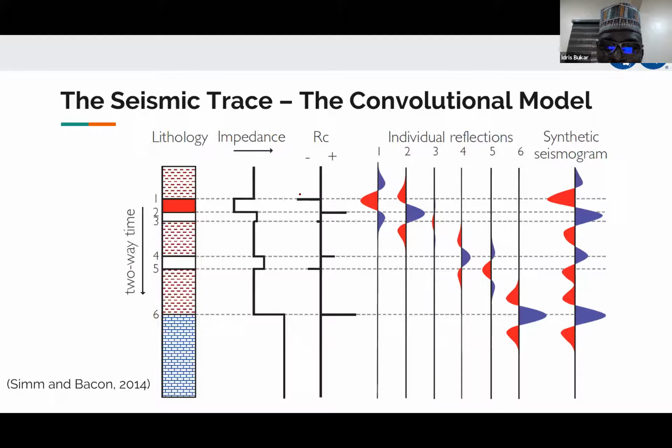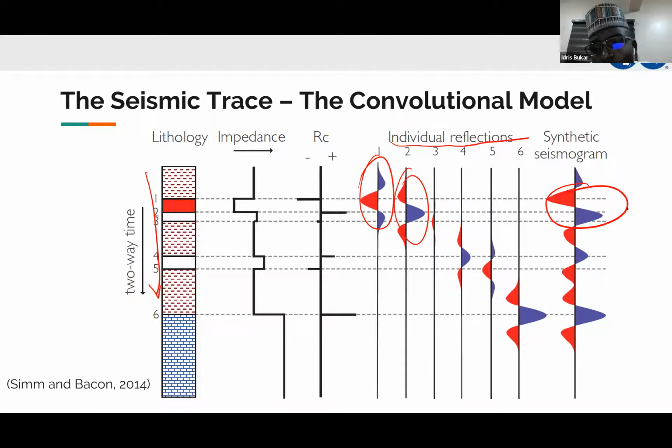But what happens here particularly is you find each one of these numbers here at these individual reflections, 1 to 6, represents the reflections from these layers 1 to 6 here. So this is for the top of the gas sand, this is for the base of the gas sand. And then when you put all of this together, you get something like this, going into the gas sand on the left and then coming out on the right. So going in as a soft kick, coming out as a hard kick.